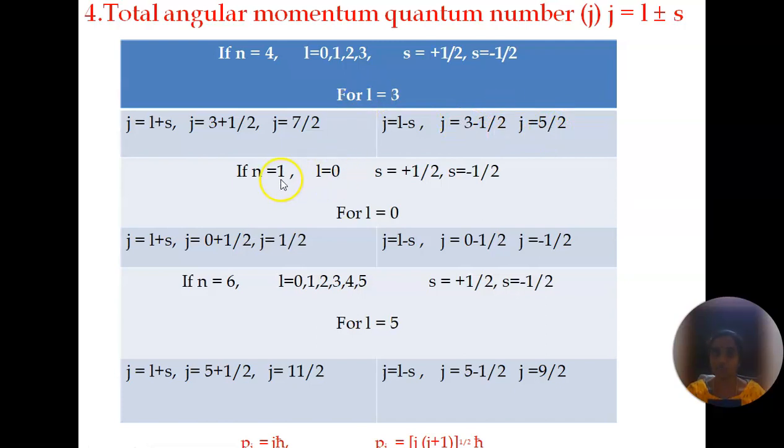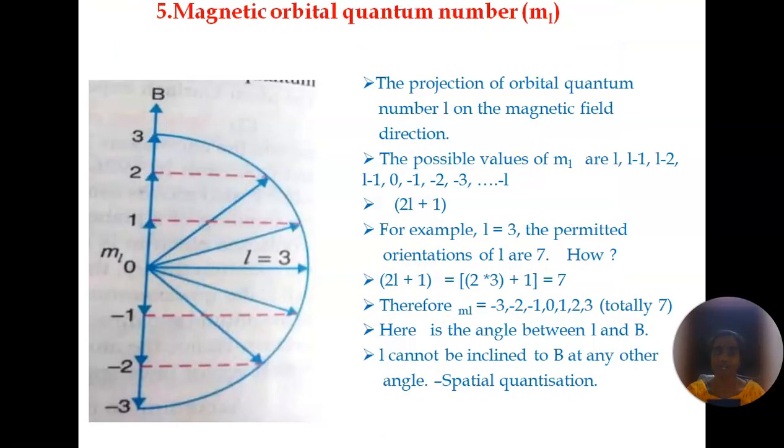If n is equal to 1, L is equal to 0, then along with that we have plus half and minus half. So the angular momentum with positive spin is J equal to 1 by 2, and with the negative spin J is equal to minus half. So it goes like this. J depends on both L and S, and L depends on n.